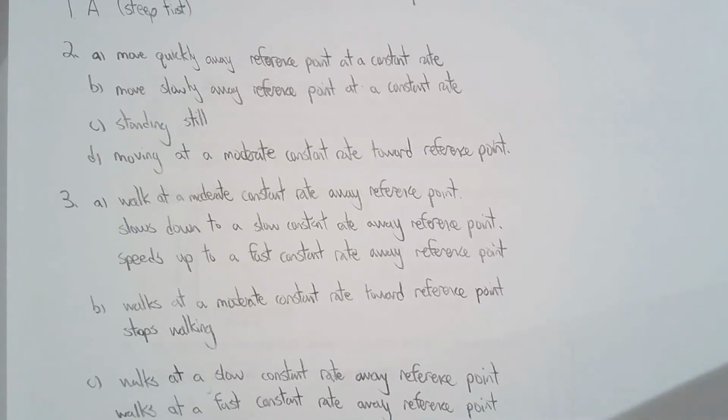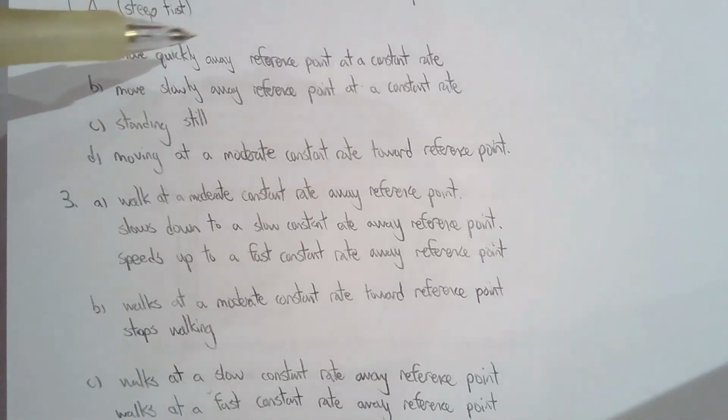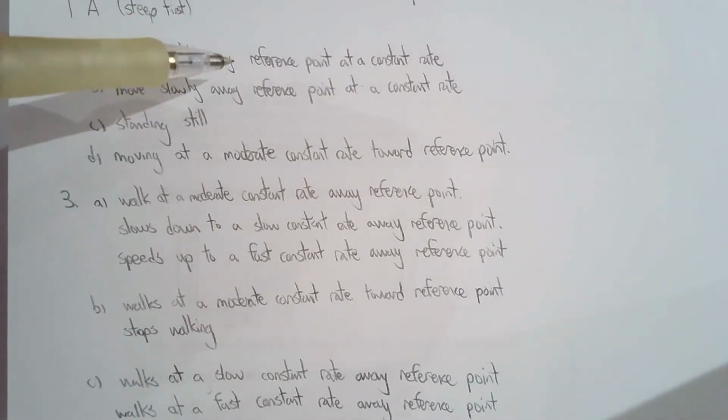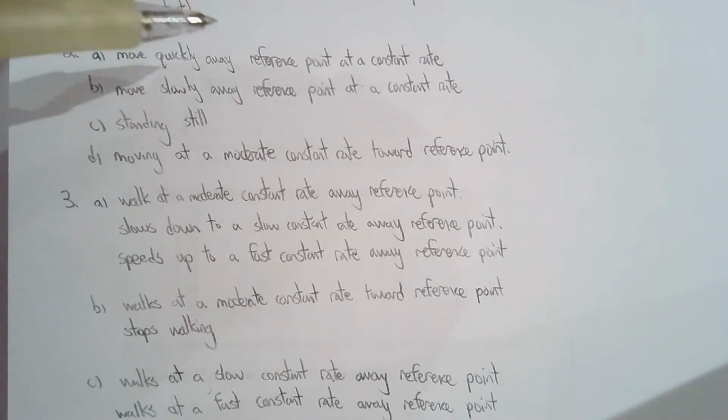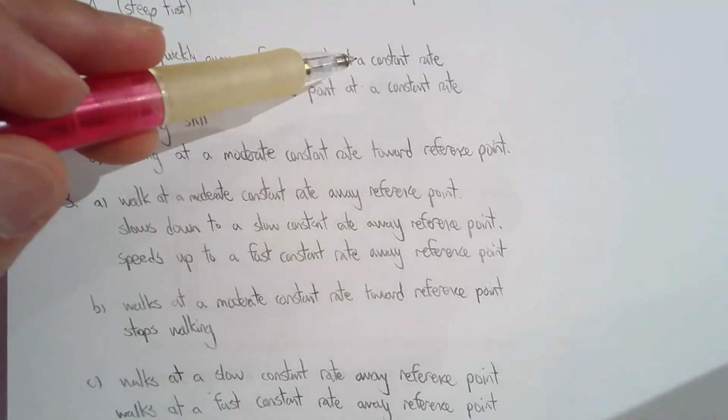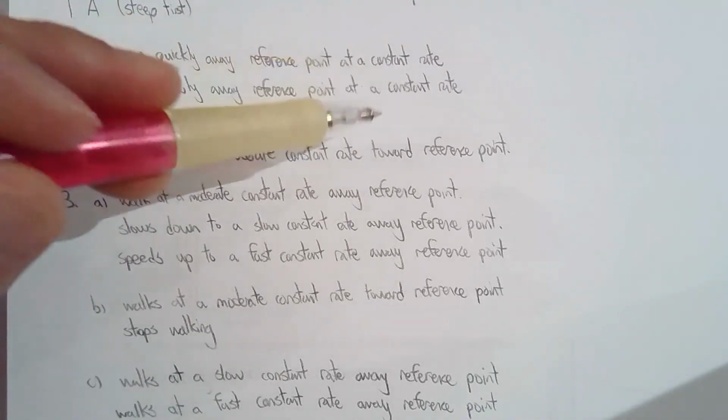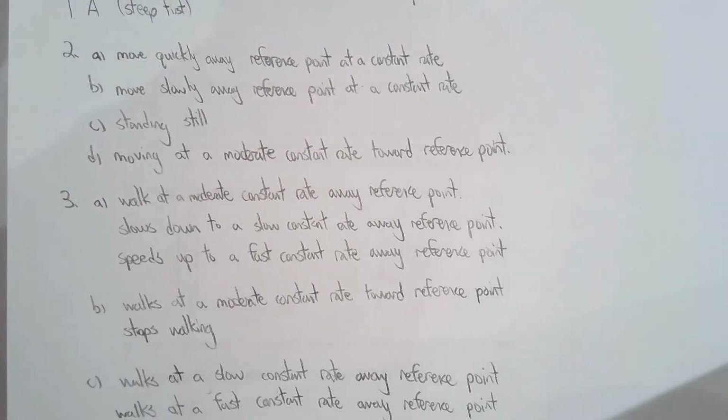One of the key things you always want to write is away or towards your reference point, whatever it may be. And you also want to add the fact that you're going at a constant rate. Your rate of change, regardless of what it is, is not changing. You're moving at a constant rate. You're not speeding up or slowing down. That's a very important idea here, and it's going to carry on to the next unit. In fact, it's a constant rate.